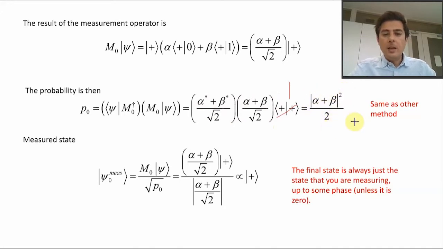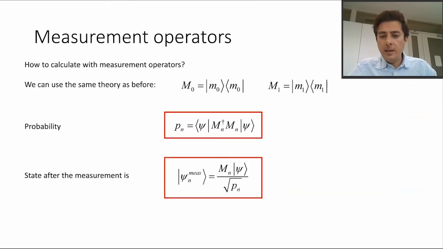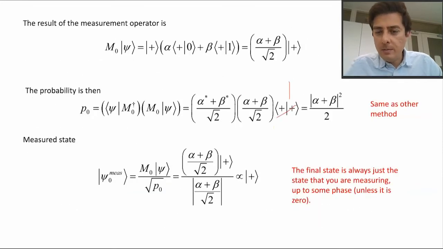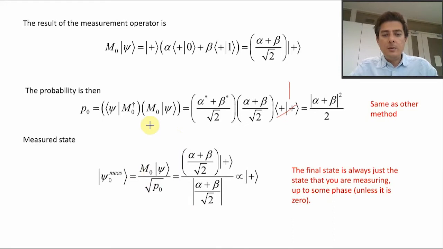Okay, and that's the probability, and notice that that is exactly the same number as what we got here, right? So it gives the same probability. What is the measured state? Let's just check that it gives the same result for the measured state. So we take what we've got here, divide by the square root of the probability, which we just worked out a moment ago.